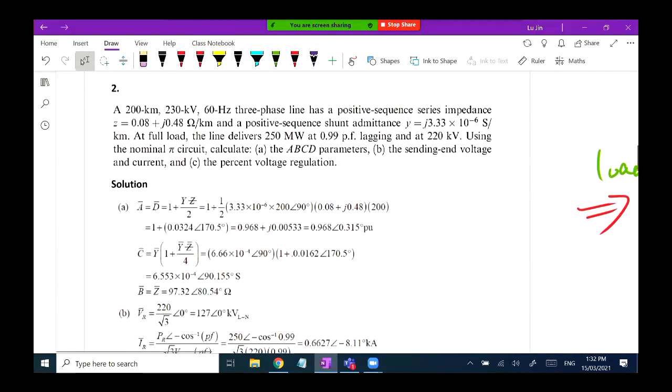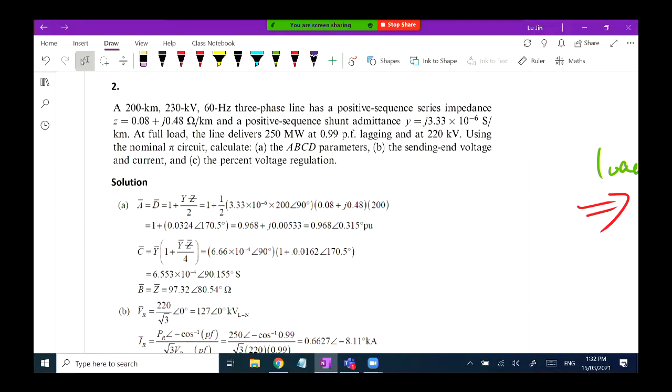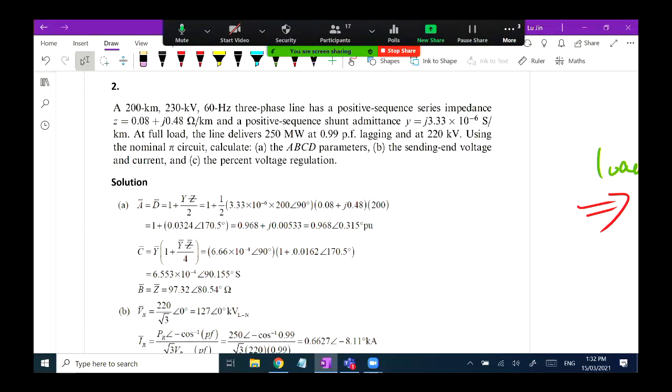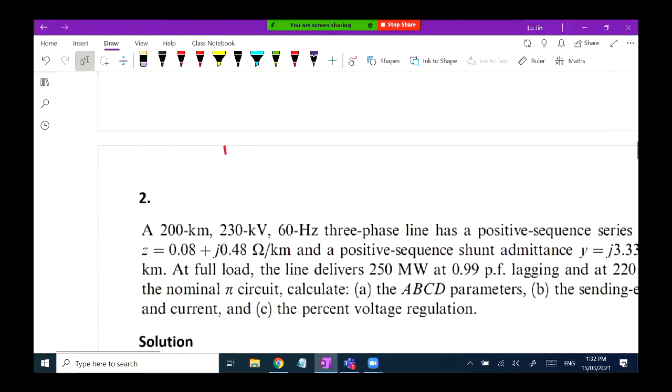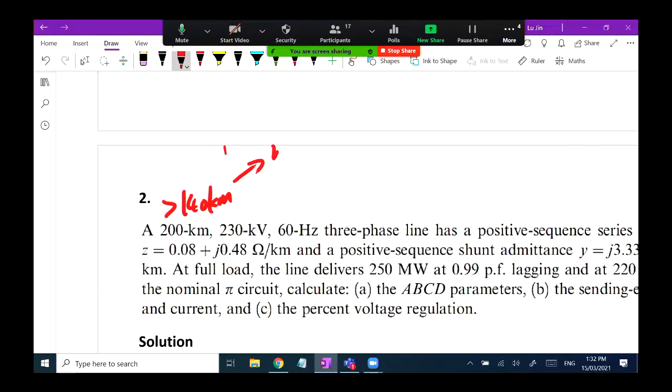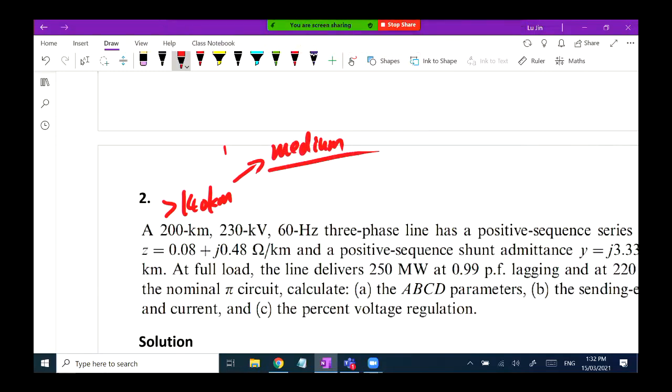Okay, everyone, let's move on to question number 2. Let's move very quick, okay? In question number 2, 200 kilometers. For this transmission line, what model should we use? Yeah, because it's greater than 140 kilometers, we are supposed to use the medium-length transmission line model. Of course, still the ABCD two-port network model, but we need to be careful with the ABCD parameters.